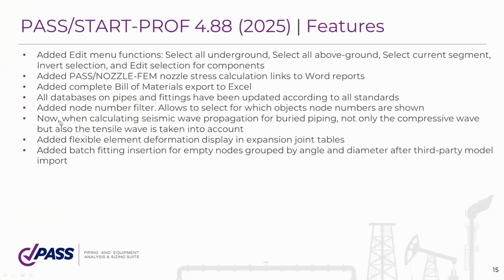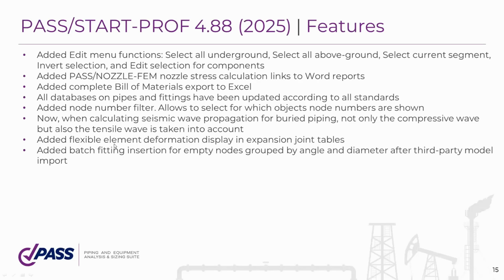The next is seismic wave propagation calculation for buried piping. Now we added two types of wave calculation, for compressive and tensile waves. We put it in two directions because, due to pressure load and temperature load, we can't know in advance which will be the worst case. So we check both types of waves now.